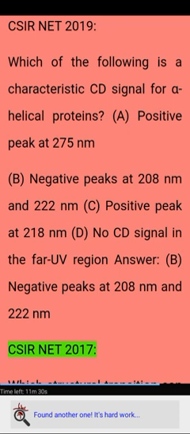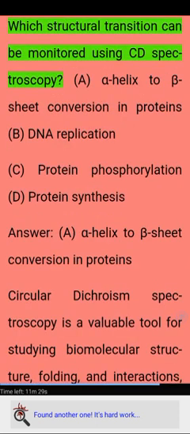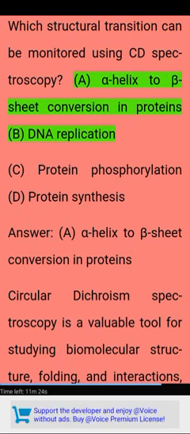CSIR NET 2017. Which structural transition can be monitored using CD spectroscopy? A. Alpha helix to beta sheet conversion in proteins. B. DNA replication. C. Protein phosphorylation. D. Protein synthesis. Answer: A. Alpha helix to beta sheet conversion in proteins.